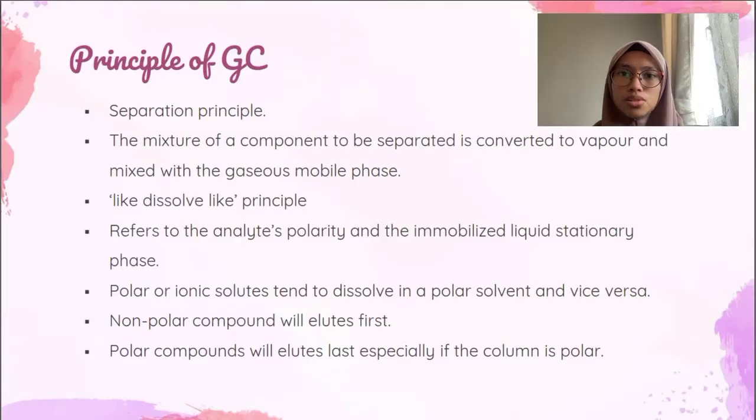GC uses a separation principle. The mixture of components to be separated is converted to vapor and mixed with the gaseous mobile phase. Like dissolves like principle, which refers to the analyte's polarity and the immobilized liquid stationary phase. Polar or ionic compounds tend to dissolve in a polar solvent and vice versa. Non-polar compounds will elute first. Then polar compounds will elute last, especially if the column is polar.